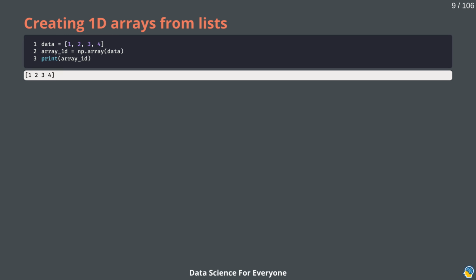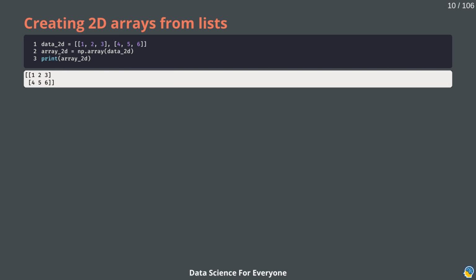To create a simple one-dimensional array, take a regular Python list and pass it to the array method. The result is a NumPy array with one axis. To build a two-dimensional array, provide a list where each element is another list of equal length. This creates a grid-like structure with rows and columns.